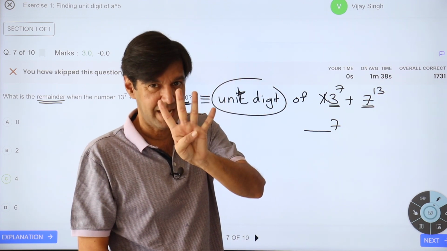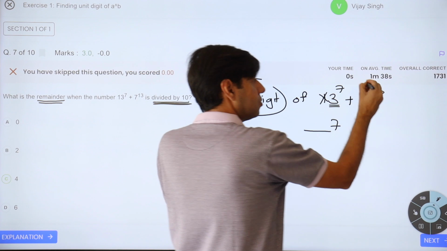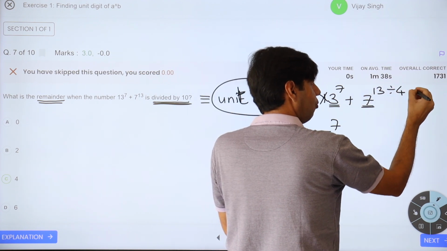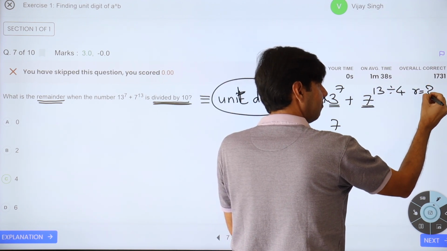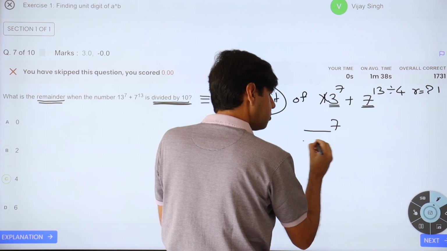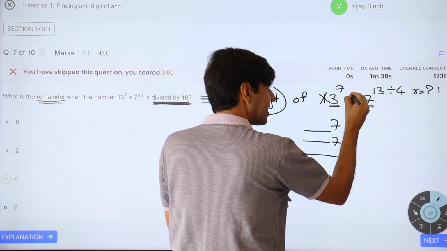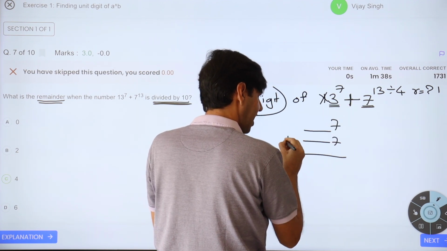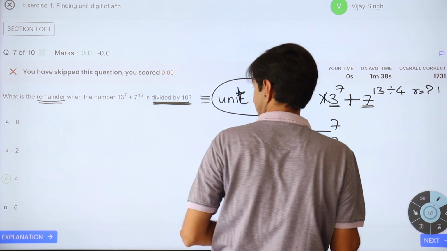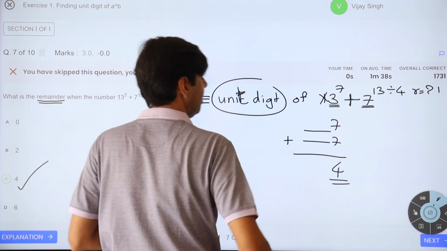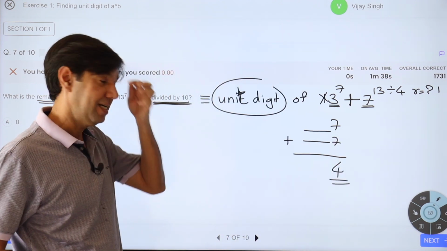7 also has a cycle of 4 values. So this you'll divide by 4 and you'll find the remainder, which was 1. So that will also end with a 7. And what maths are we doing between the two numbers? We are adding it. 7 and 7 will end with a 4. So 4 is going to be the remainder when divided by 10.